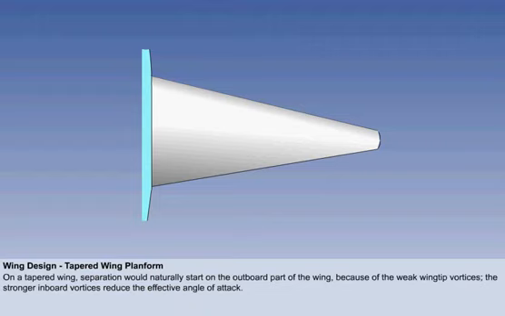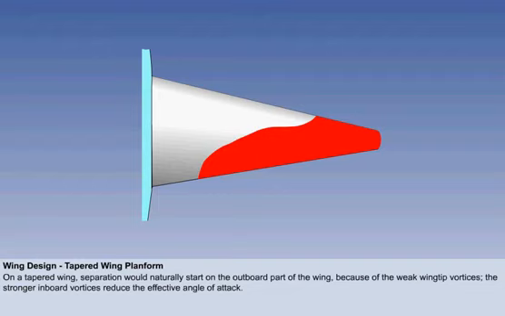Compared to a rectangular wing, a tapered wing creates lower bending moments for a given span and is more efficient. The airflow separation on a tapered wing happens first in the area of the wingtips, reducing lift on the outboard part of the wing. This is because the weak wingtip vortices allow separation earlier than the inboard part of the wing, where the stronger vortices from the wider chord reduce the effective angle of attack.